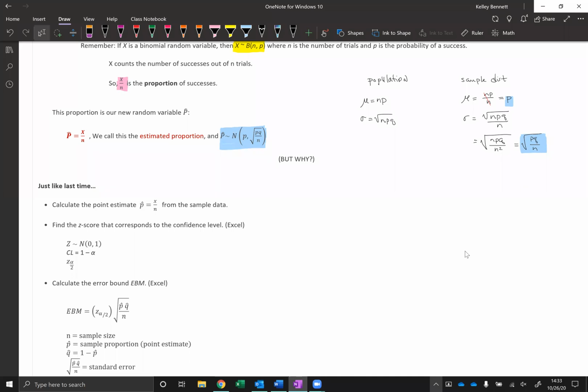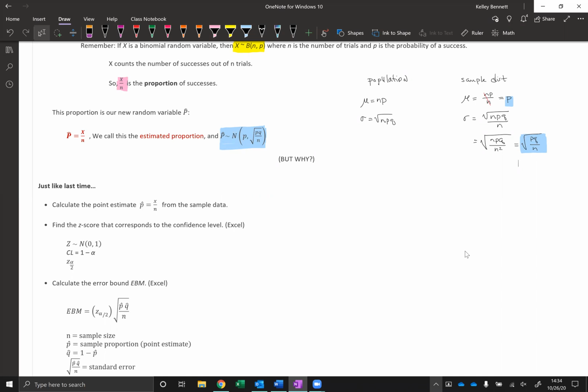So now that we have an idea of what the theory is behind what we're doing, we want to go ahead and compute a confidence interval for a proportion. The way that we're going to do that is very, very similar to what we did in 8.2 and 8.1. So we're going to start with our point estimate, which is little p hat.